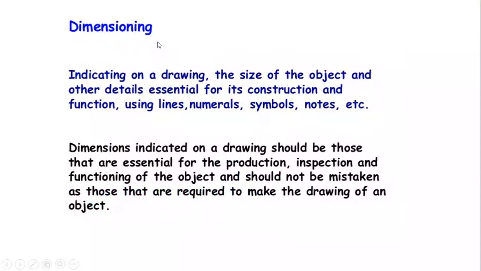Dimensioning: how important is dimensioning? It indicates on a drawing the size of the object and other details essential for its construction and function, using lines, numerical values, symbols, notes, etc. Dimensions indicated on the drawings should be those that are essential for the production, inspection, and functioning of the object, and should not be mistaken as those that are required to make the drawing of an object.